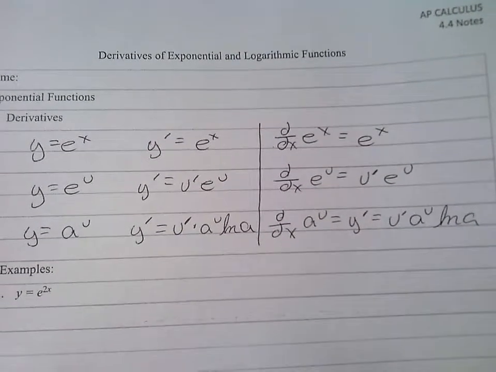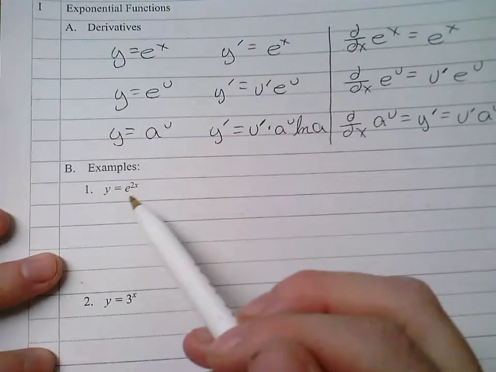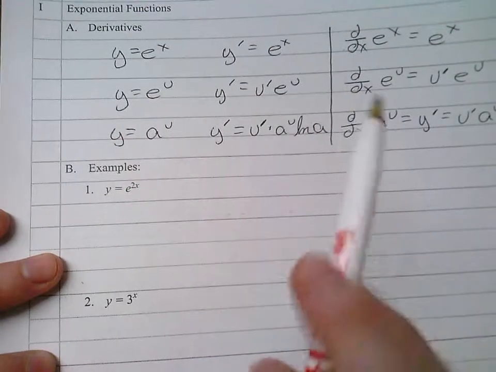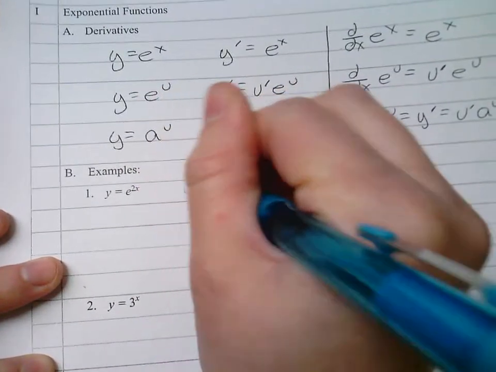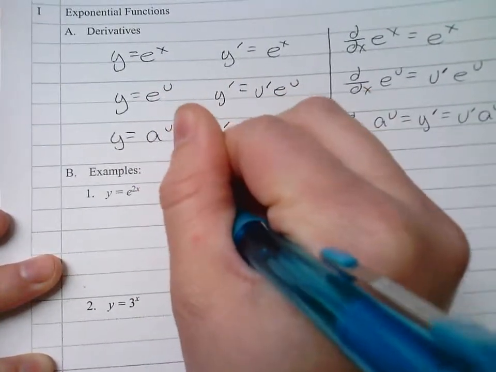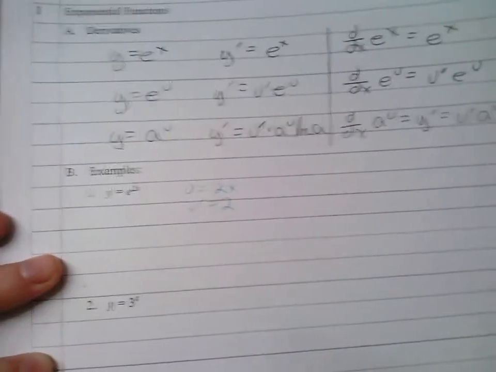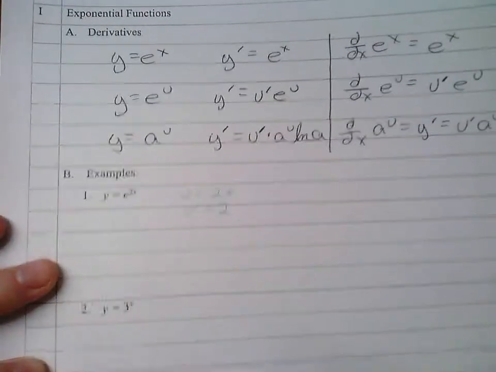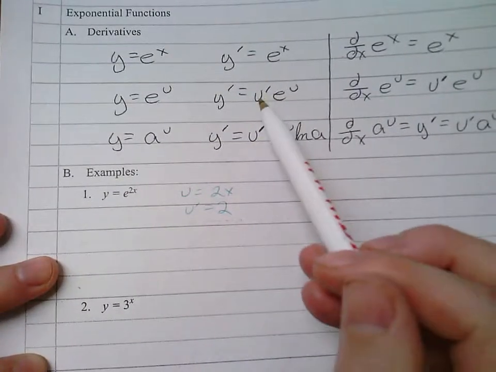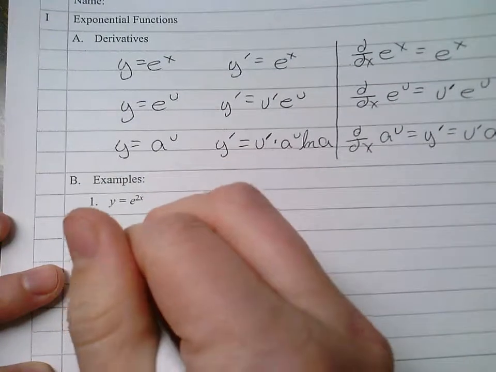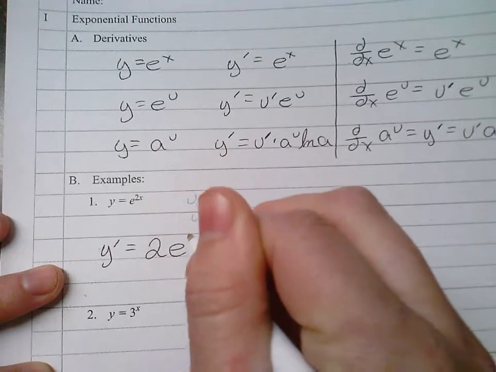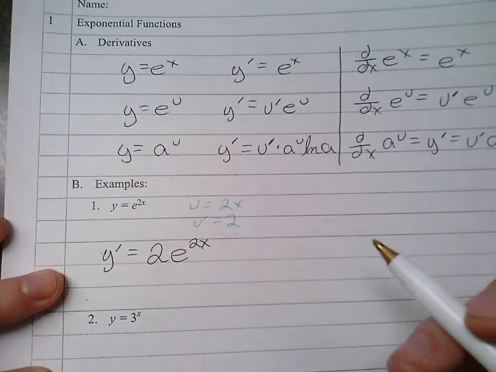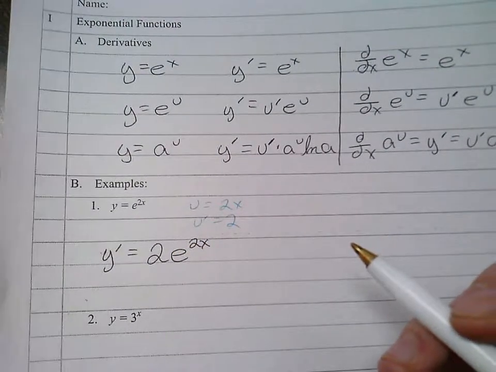Next, we're going to do some examples. So we have y equals e to the 2x. So u is going to be 2x. u prime is 2. So what this is saying is the derivative is going to be u prime times e to the u. So the derivative is going to be 2 e to the 2x. And that's how you find the derivative.